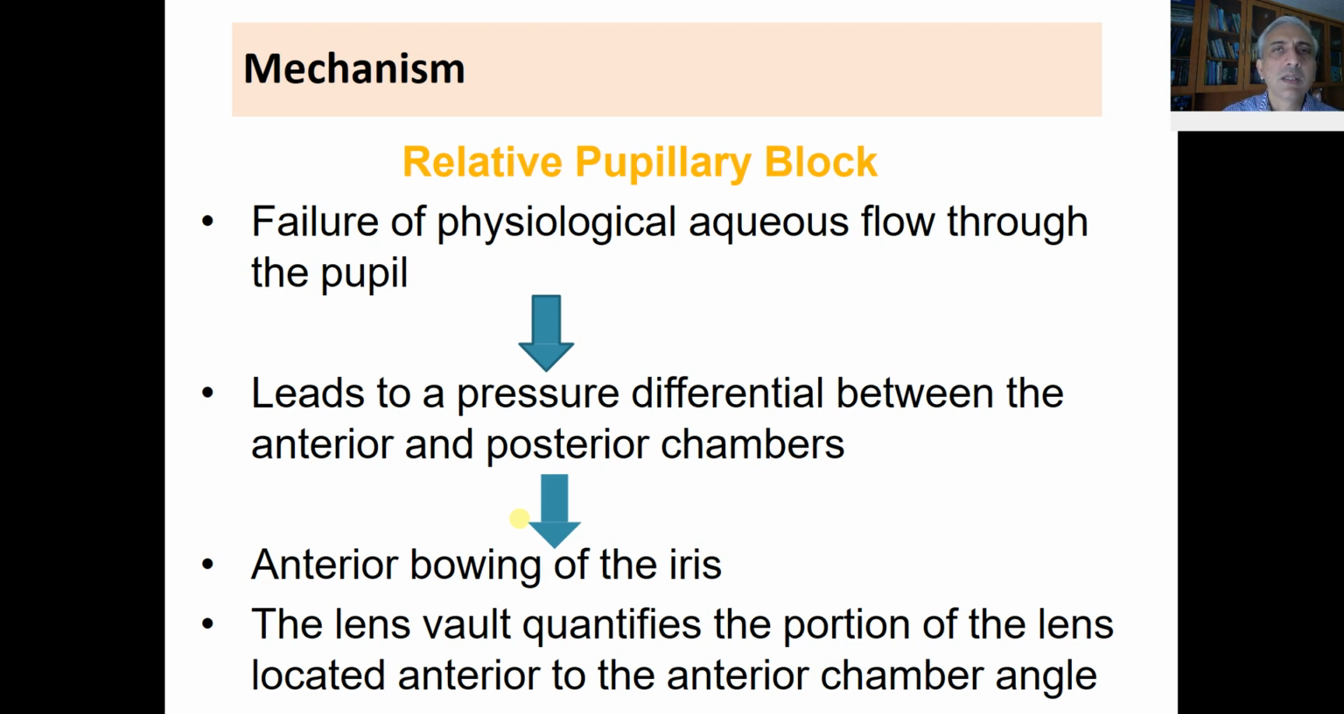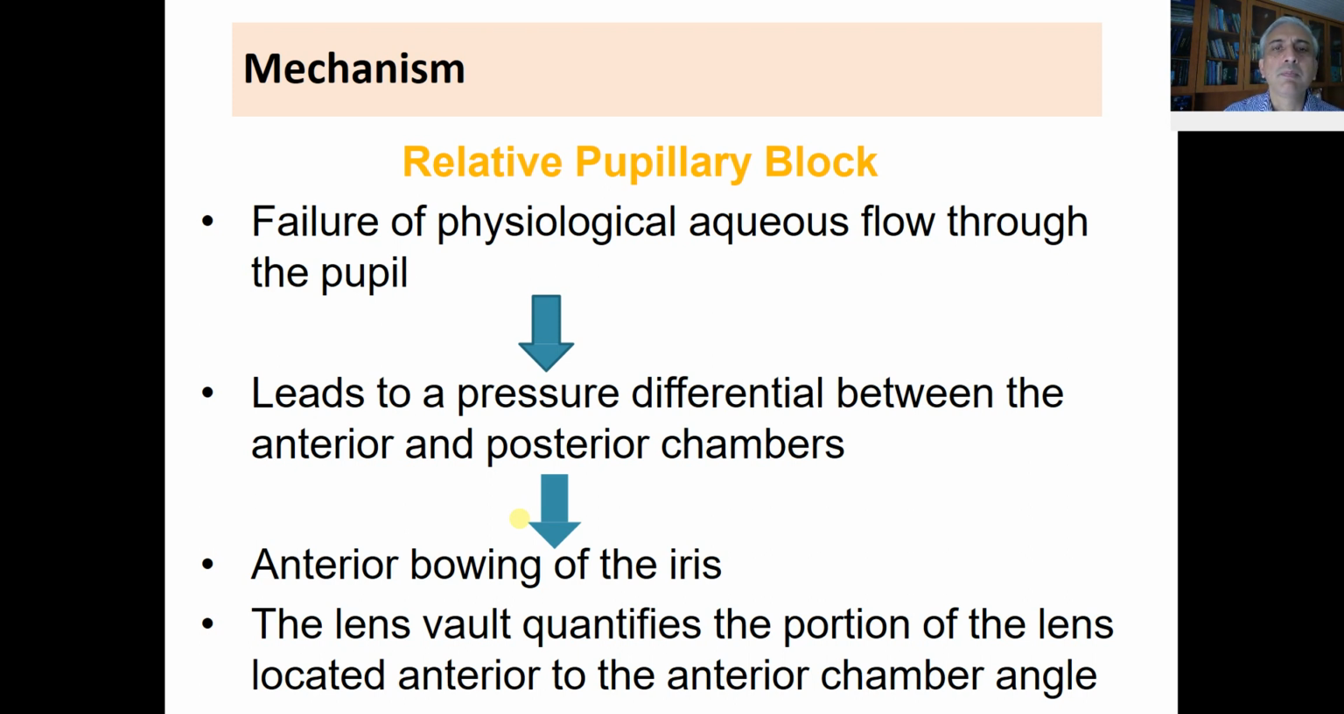So there's a term which is called relative pupillary block. We'll explain the terms here and then we'll see a photograph which will explain it much further. When you have a relative pupillary block, that means that the physiological aqueous flow through the pupil stops because the iris is adherent or becomes attached to the lens, maybe temporarily, at the area of the pupil.